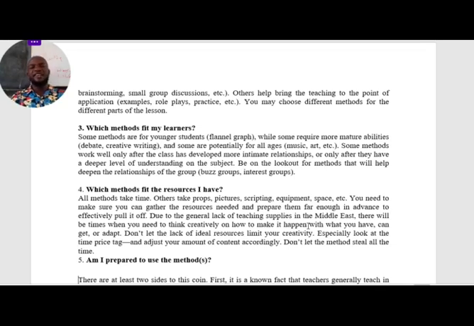So all the methods take time. Others take props, others take pictures, others take scripts, others take equipment, space, etc. You need to effectively pull it off. Due to the general lack of teaching supplies in the Middle East, there will be times when you need to think creatively on how to make it happen with what you have.